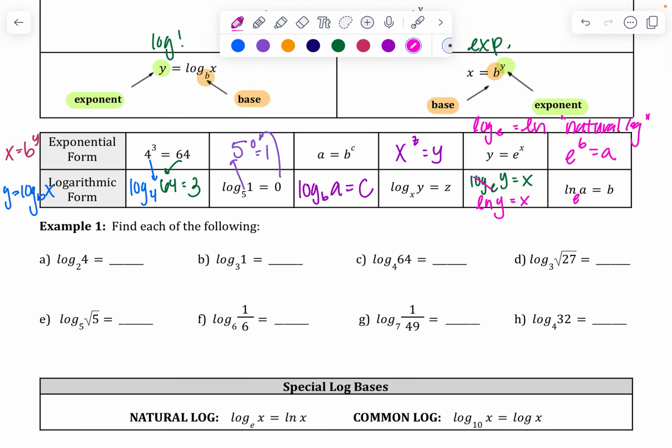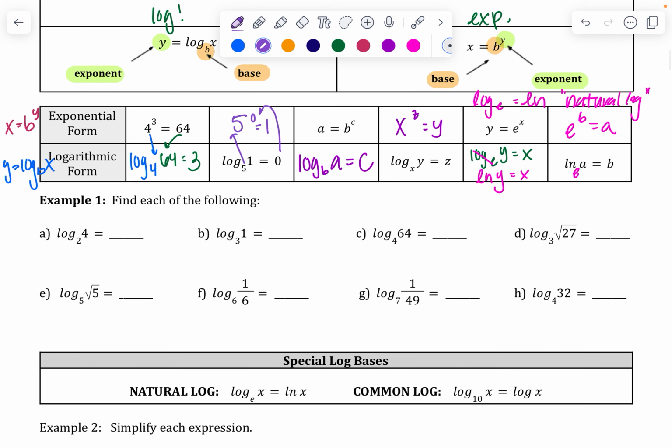Example 1, now it's asking us to evaluate each of the following problems. When we start with logs, I like to think about it in terms of my exponentials. So I'm going to hop around. I might not do every single example. You guys can look at the answer key to fill out the rest.